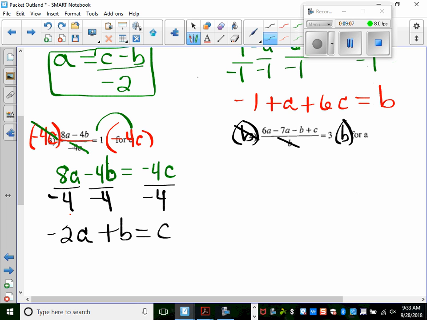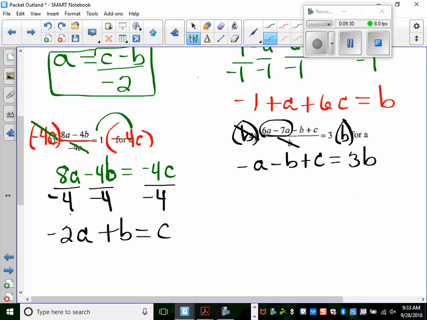Okay, that's going to get rid of that. And then I'm going to write down the... and look guys, look here. Can I just combine these together instead of just doing 6a minus 7a? What is 6a minus 7a? It's negative 1a. So let's just say negative a minus b plus c equals 3b.